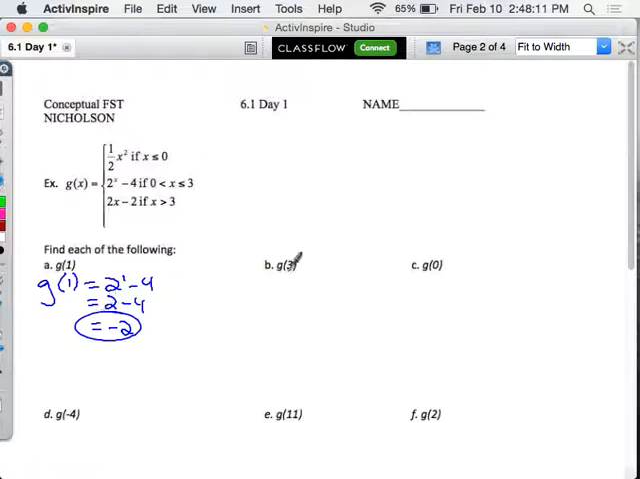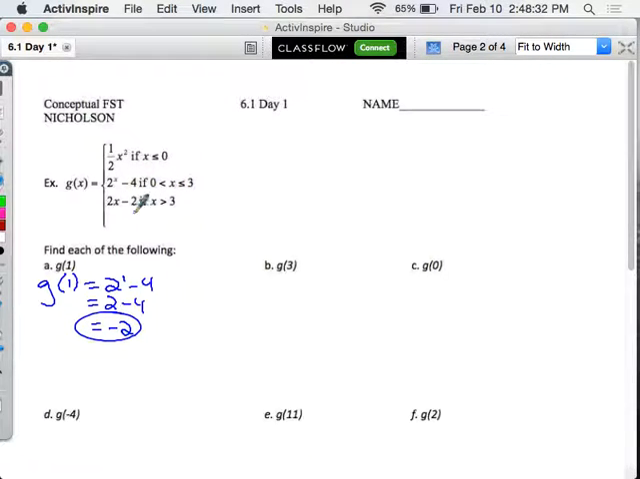All right, g sub 3. So where does this go? Is 3 less than or equal to 0? No. Is 3 greater than 0 but less than or equal to 3? Yes, because 3 is equal to 3. There's an "or equals to." So that's how we're plugging in here.